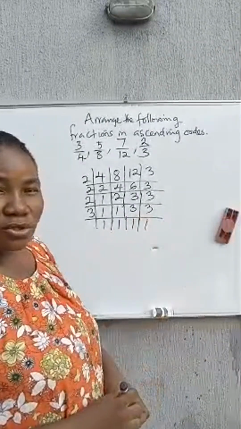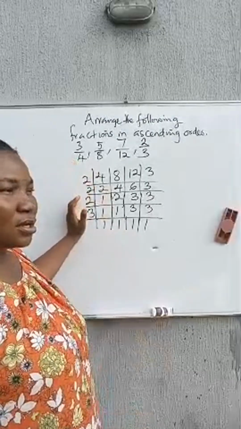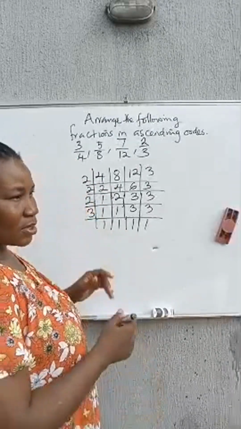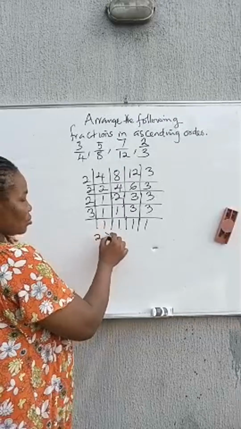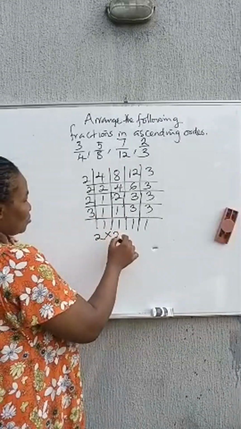So let's bring out the numbers and multiply. So we have 2 times 2.